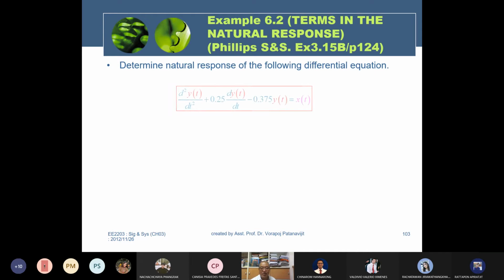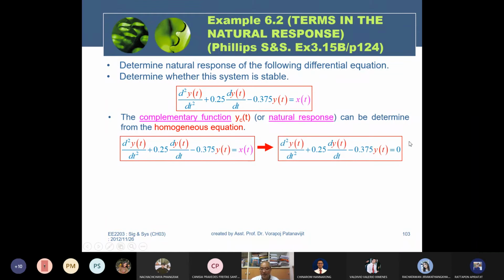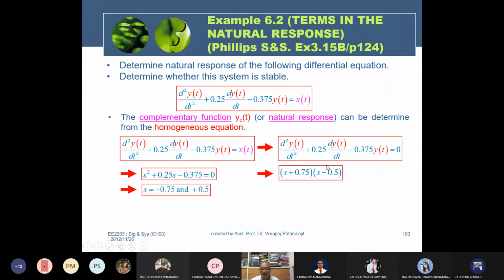Determine the natural response of the following differential equation and determine whether the system is stable or not. The same as the previous, the complementary function yc can be determined from the homogeneous equation. You set the non-y term to be 0, and you get this homogeneous equation. From it, you can extract the characteristic equation. Differentiating 2 times gives s squared, differentiating 1 time gives s to the power 1. When you factorize, you can get s, which has 2 values. The first equals minus 0.75, and the second is plus 0.5.